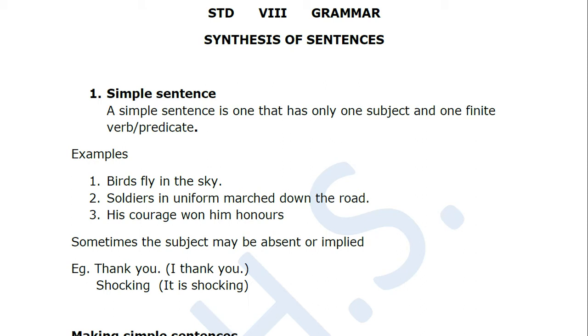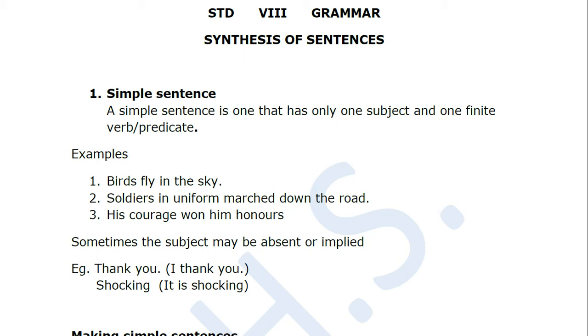Now we will learn the first type of sentence. First type of sentence is a simple sentence. Now, a simple sentence is one that has only one subject and one finite verb, or a predicate. Okay, so you have learned your subject and predicate. So that is the way the simple sentence should be. There should be only one finite verb. That is a very important part of this sentence. Okay, that there is only one finite verb.